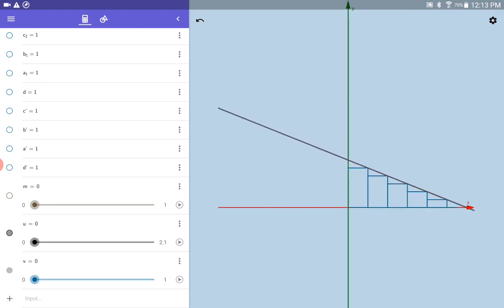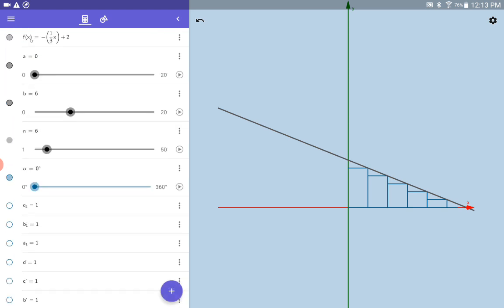You can see that I've tried to recreate the same example that you saw on the previous page. I've created the equation x plus 3y equals 6, and I put that in slope-intercept form right there.